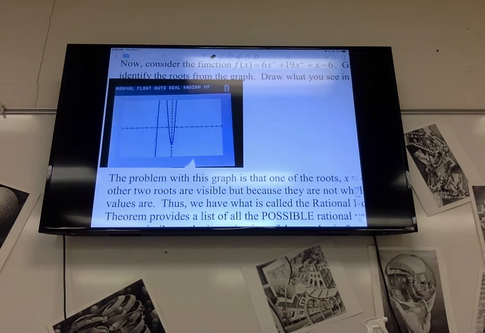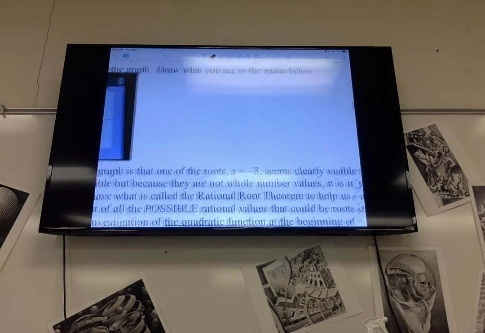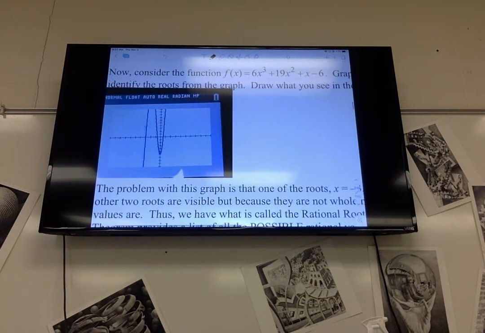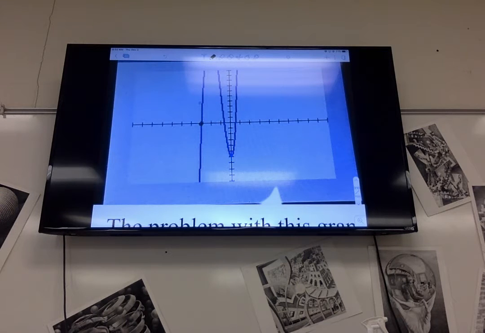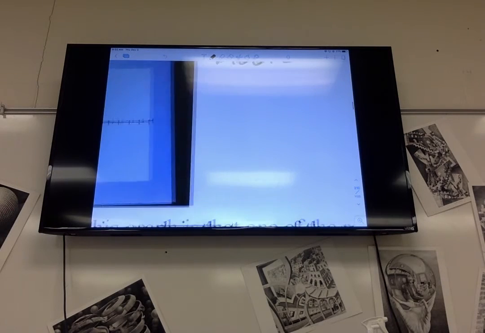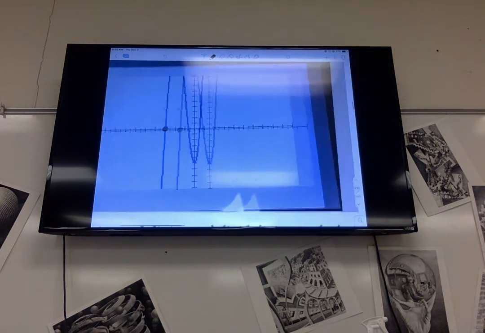So we're going to try to figure out, based on the picture, where we think the roots are, which just means where it crosses the x-axis. So it looks like it crosses here. What would you say that is? 3? Is it 3? Negative 3, sorry. Negative 3, yep.